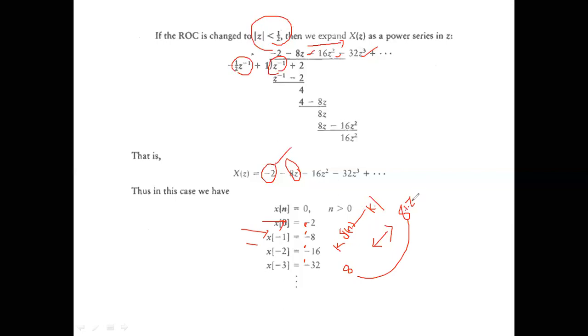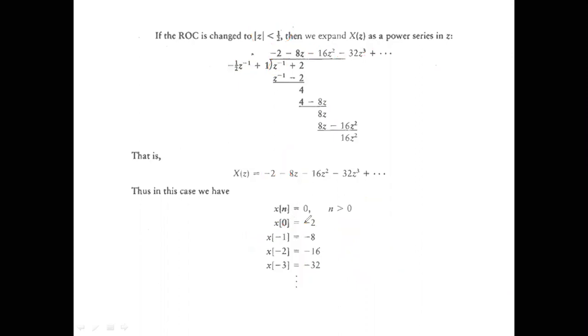So multiplication by z in the z domain results in a shift in the time domain by the same factor, delta n plus 1. So you have minus 2 into delta n, minus 8 into delta n plus 1, which occurs at minus 1, minus 16 into delta n plus 2, which occurs at minus 2, minus 32 into delta n plus 3, which occurs at minus 3.